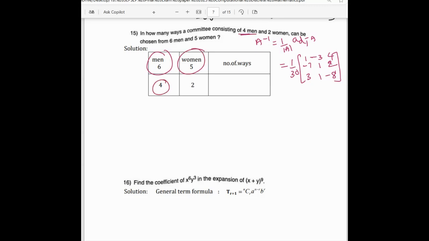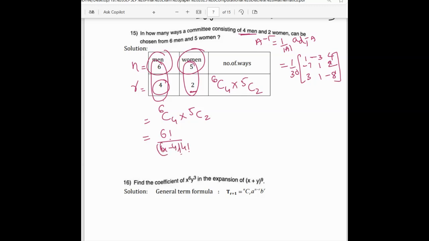We have to make a committee of 4 men and 2 women. So we have the total, this will be n and this will be r values. Certainly the first set, if you take it, is nCr, means 6C4, into the second element, if you take it, is 5C2. So simplify this: 6C4 into 5C2, that will be 6 factorial divided by (6 minus 4) factorial into 4 factorial, then into 5 factorial divided by (5 minus 2) factorial 2 factorial.